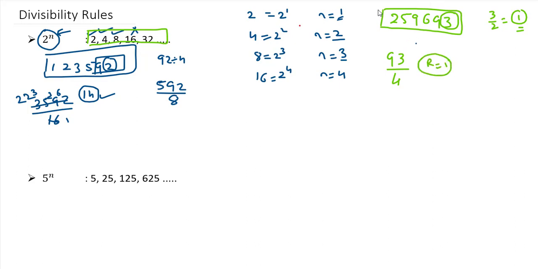So the remainder when this entire number is divided by 4 will be 1. The remainder when this number is divided by 8 will be given by the remainder of the last 3 digits when they are divided by 8. So the last 3 digits are 693.